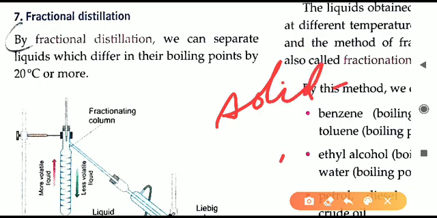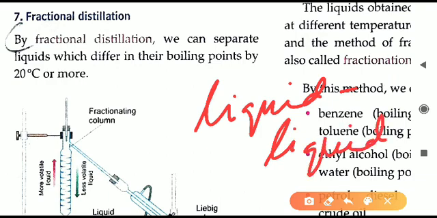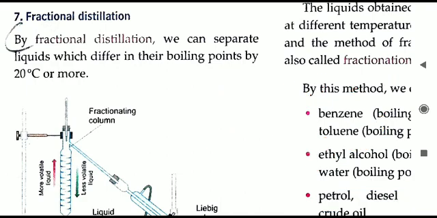Solid and liquid can be separated from each other, but in the case of fractional distillation we are able to separate two different liquids. Not only two, even more than two also can be separated. Liquid mixtures can be separated from each other by fractional distillation. What is the principle for this case? What is the condition? That is important.